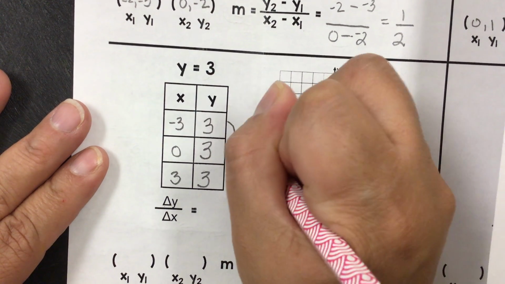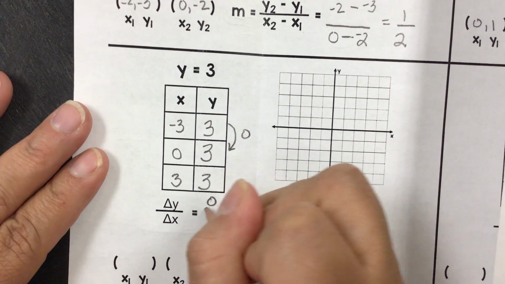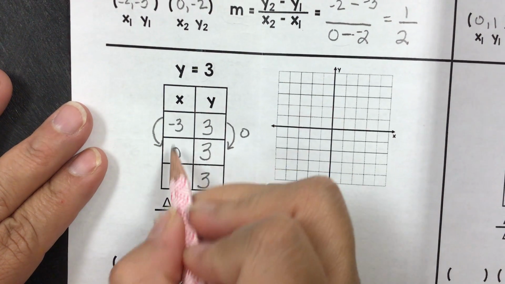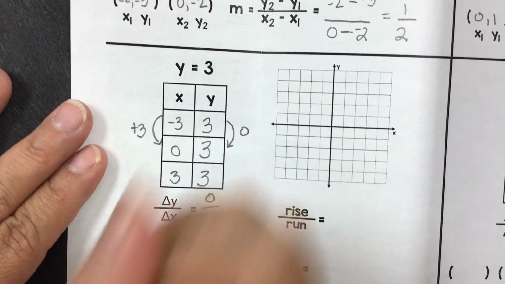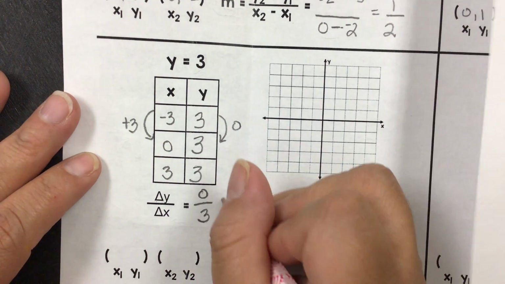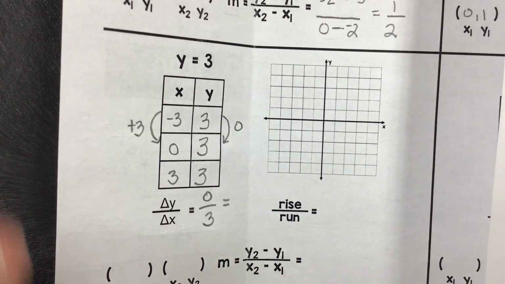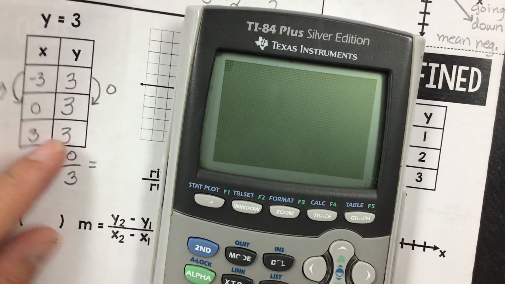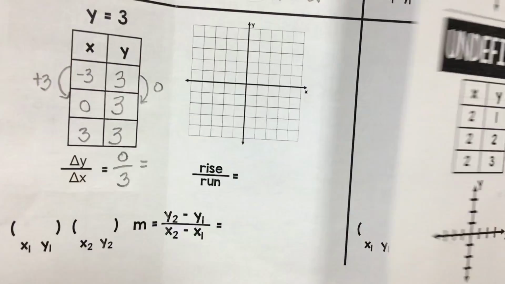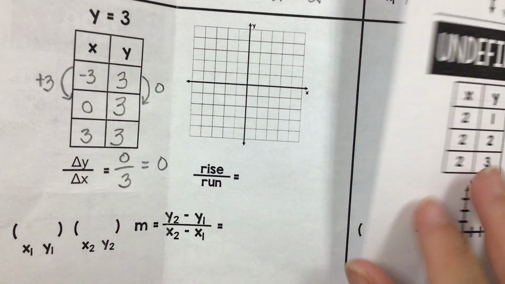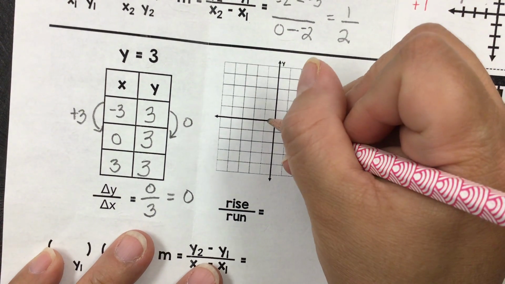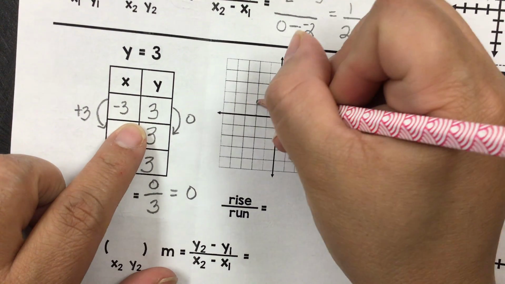From here to here, there's no change. That's the change in y. And then the change of x. From here to here, we had to add 3. So you're going to put 3 over here. When you simplify that in the calculator, you say 0 divided by 3. You get 0. That's why it's called zero slope. Let's graph the points. We're going to do negative 3, 3.